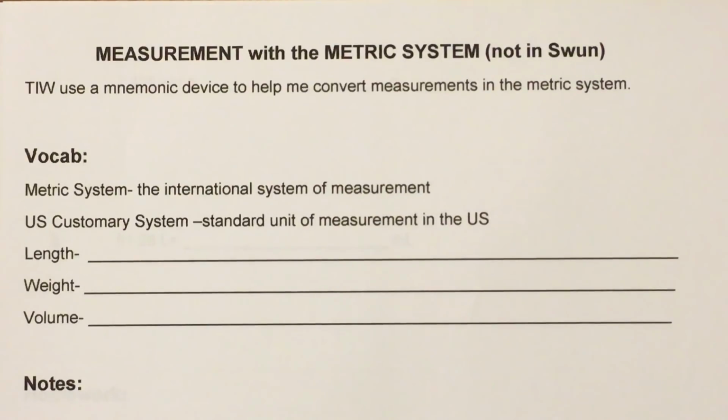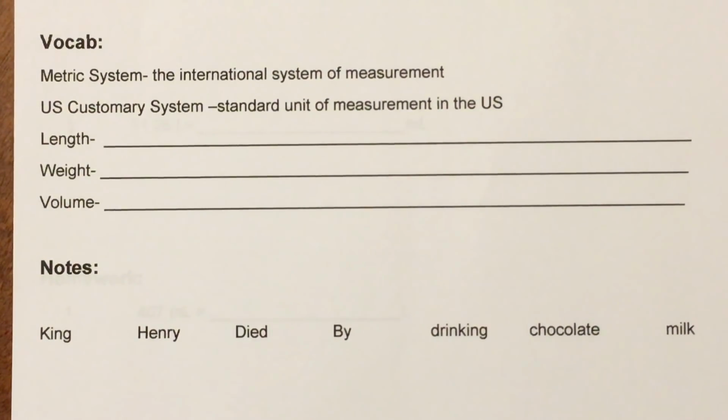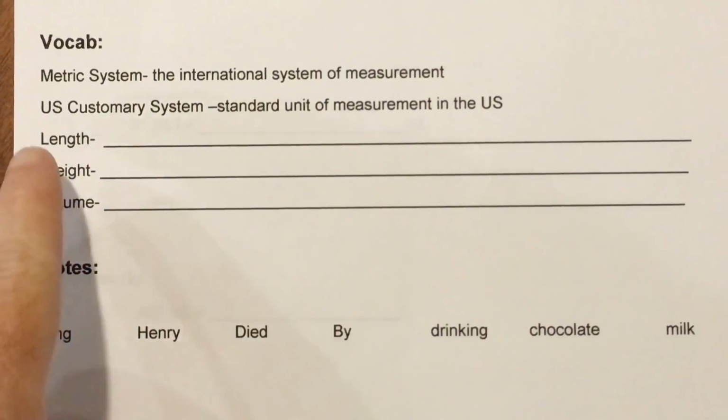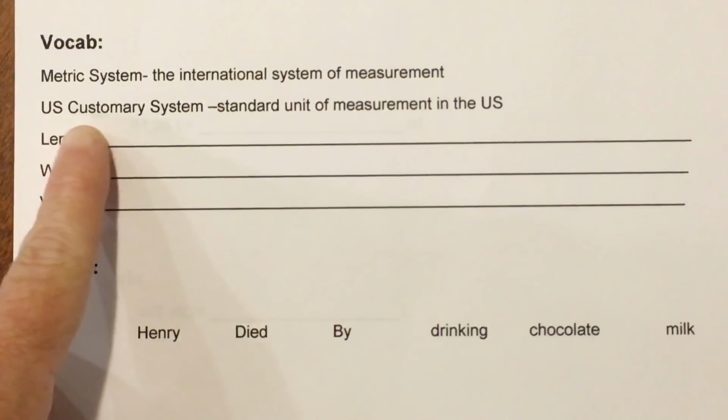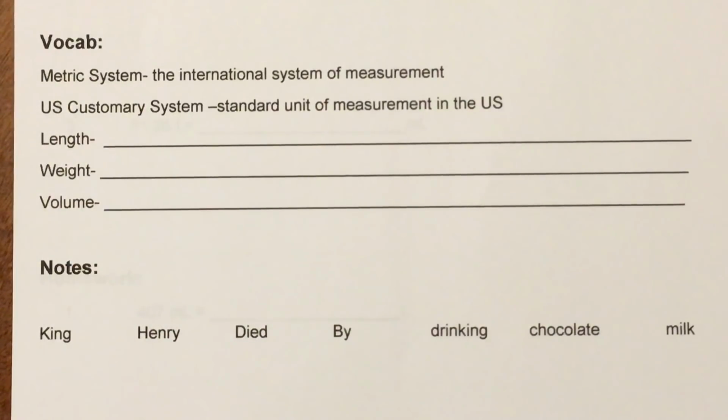Okay, so our vocab is, what is the metric system? Well, the metric system is actually the international system of measurement. International means worldwide. So in the entire world, they use a system called the metric system. Now the U.S., United States, uses a totally different system of measurement. We use something called the U.S. customary system, which is the standard unit of measurement in the United States. Again, we're the only country in the whole world who doesn't use the metric system. As we go throughout this lesson and this unit, I think you'll see why the rest of the countries use the metric system. It's a much easier system to work with than our system.